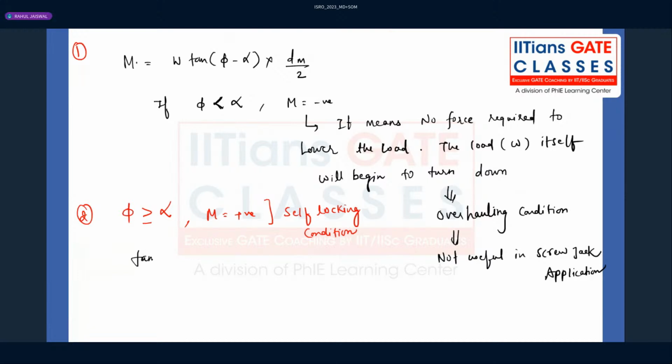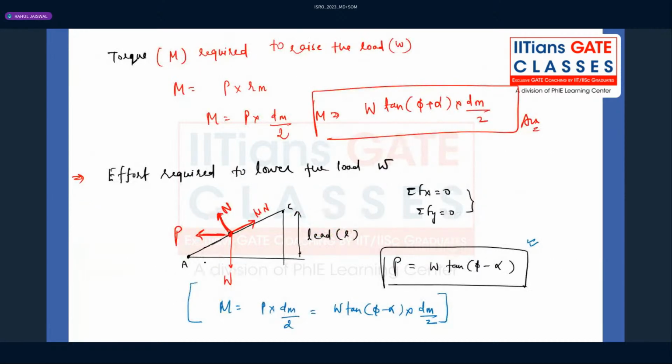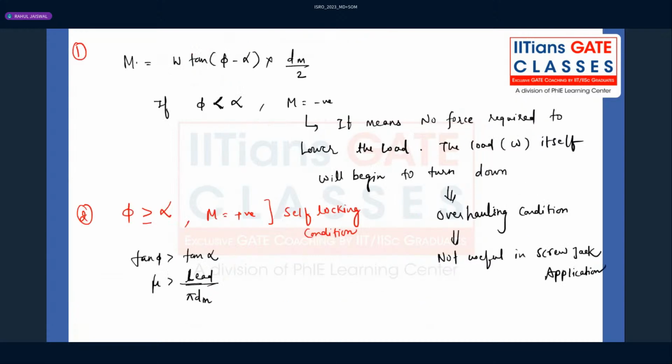So 10 phi will be more than 10 alpha because phi is more than alpha. So we can write mu is greater than lead divided by pi dm. Because when you see the diagram here, the right angle triangle, this is what we have: lead, and this is pi dm. When you open the thread, you will get pi dm perimeter, and this is alpha. So tan alpha is lead divided by pi dm.